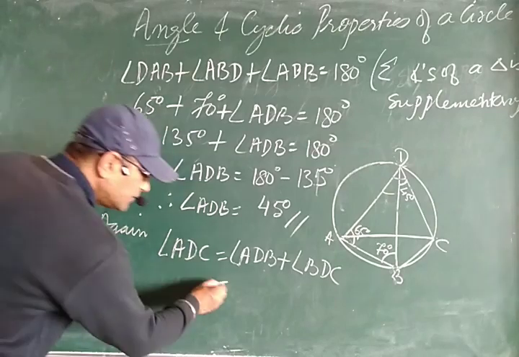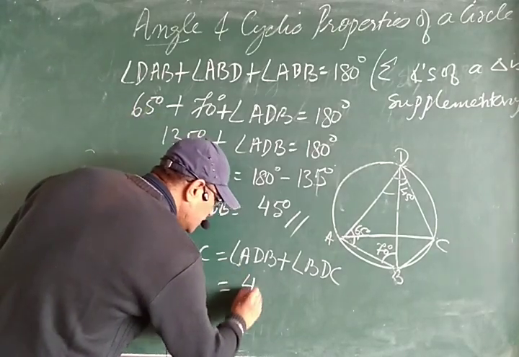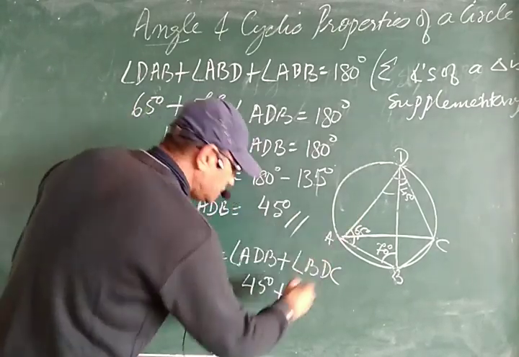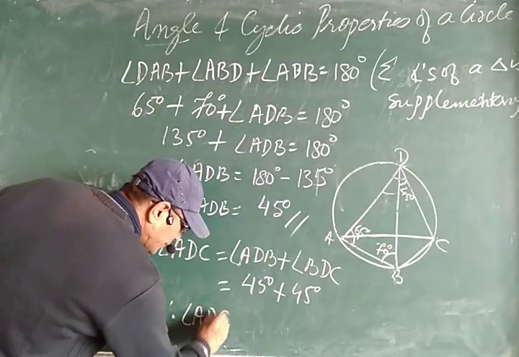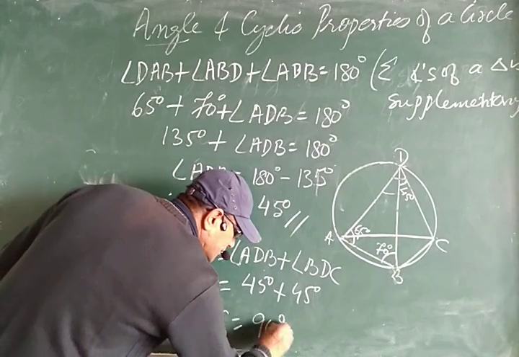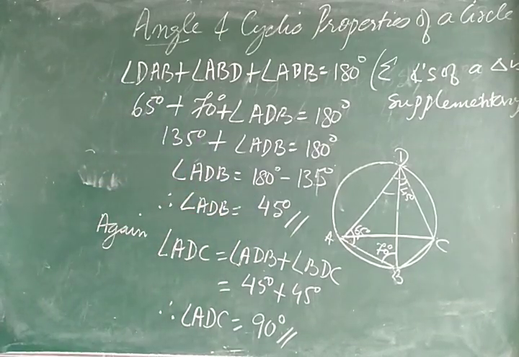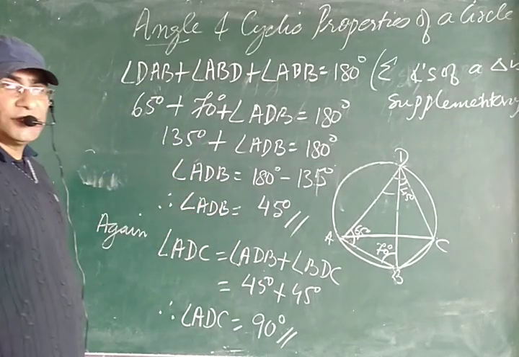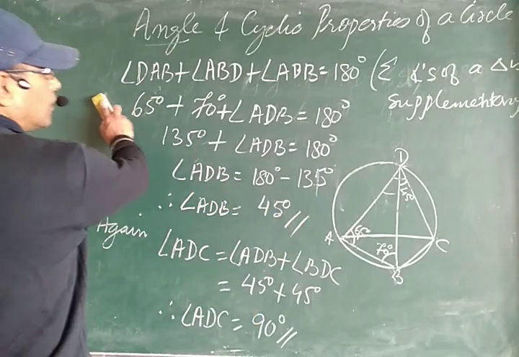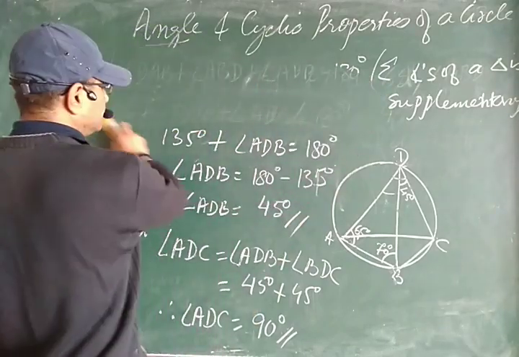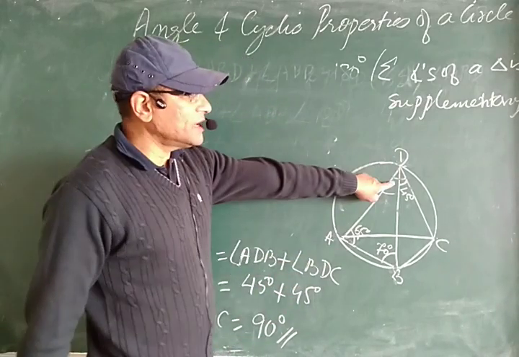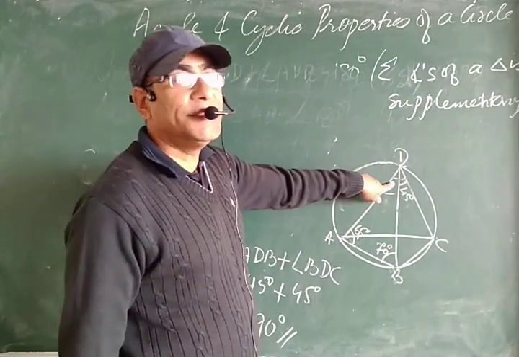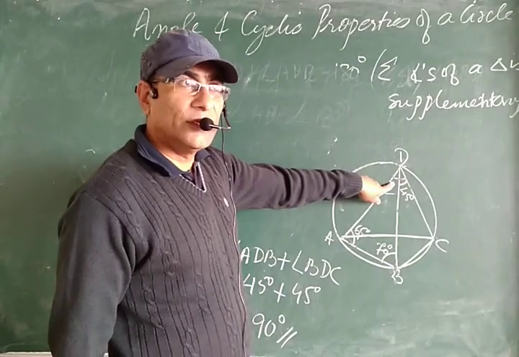So we already know ADB is 45 degrees, and BDC is also given to us as 45 degrees. Therefore, angle ADC is equal to 90 degrees. Now, according to the theorem we learned just now, the angle formed in a semicircle is equal to 90 degrees, a right angle.